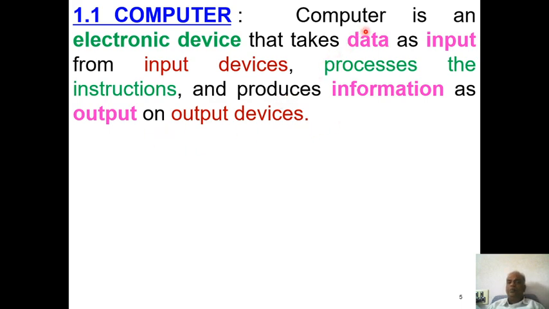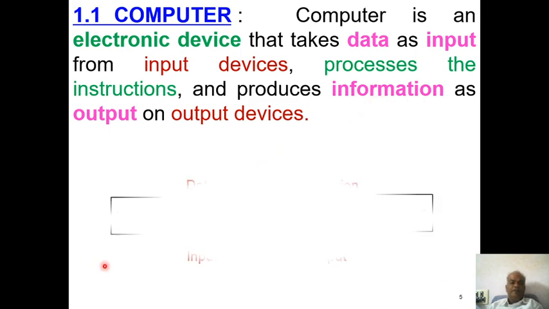Here, a computer is an electronic device that takes data as input. Data is nothing but the raw fact. Anything can be data. It does not have any context or meaning. Any 2 may be data, 5 may be data. Whenever the data is processed, then that is called information. Information is nothing but meaningful data. Whenever the data is processed, it can be treated as information.